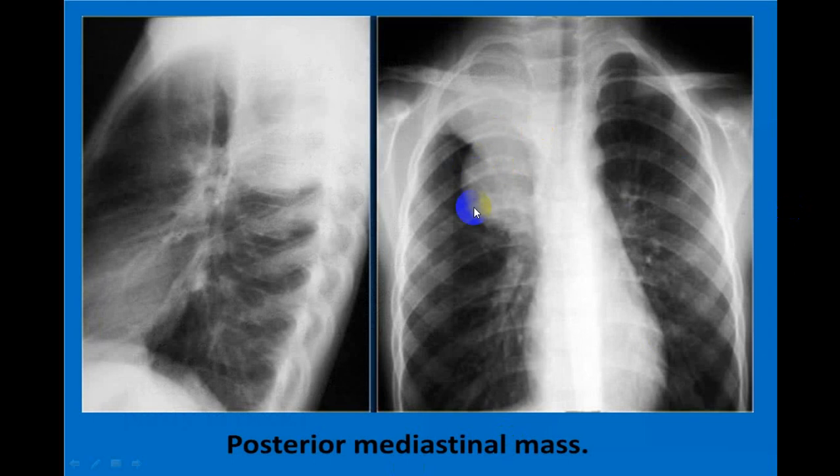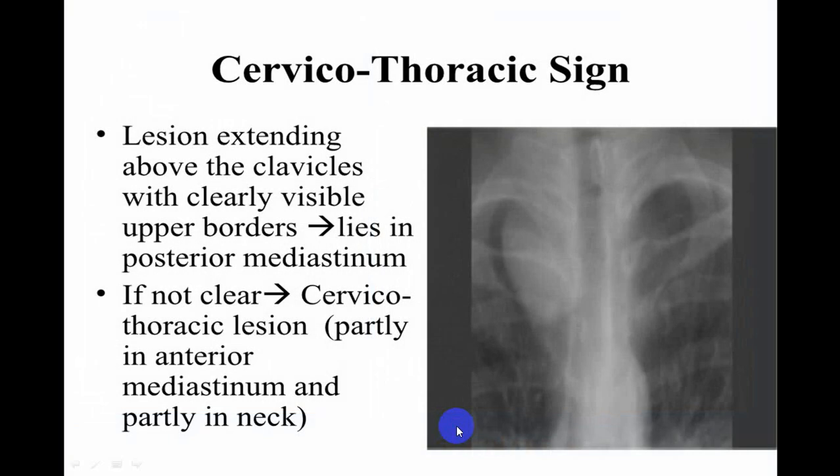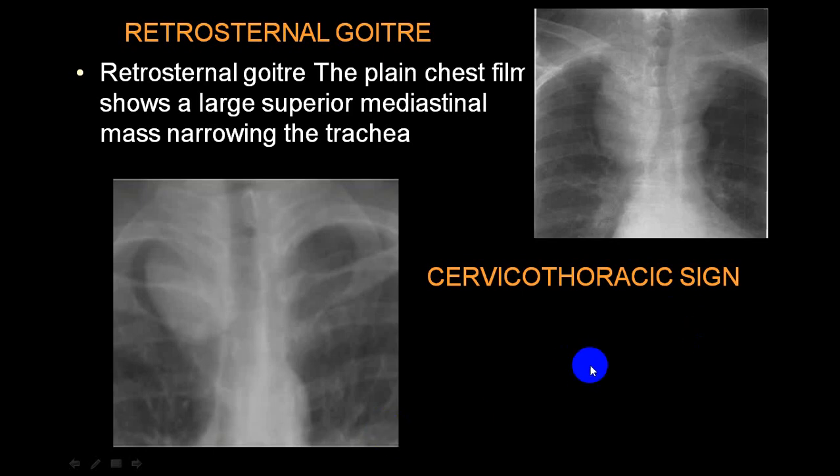You can see here, this is a posterior mediastinal mass extending up above the clavicle level. So this has to be in a posterior mediastinum. You can see this particular. So this is a posterior mediastinal mass, and if you come across something like this extending here, this is called cervicothoracic sign. Maybe because of something lying in the posterior mediastinum, or partly in anterior mediastinum and partly in the neck. So that can be possible. If not very clear, then it can be because of two.